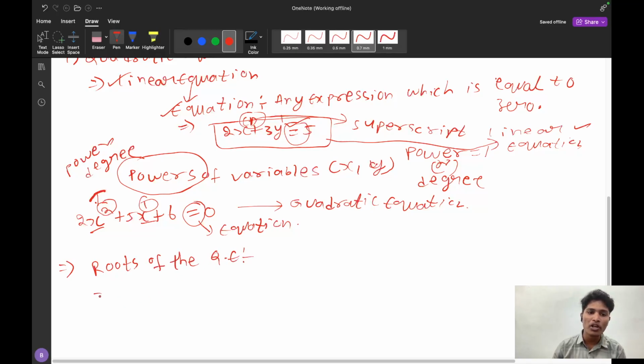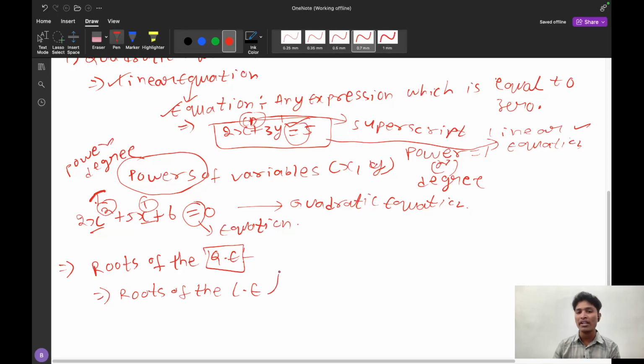It is also one of the important concepts. What is the root of the quadratic equation? First of all, in order to understand, I will connect the dots. In this chapter, I will connect the dots between the relation of the concepts. So in order to understand the roots of the quadratic equation, you have to understand the roots of the linear equation. So what are the roots of a linear equation?